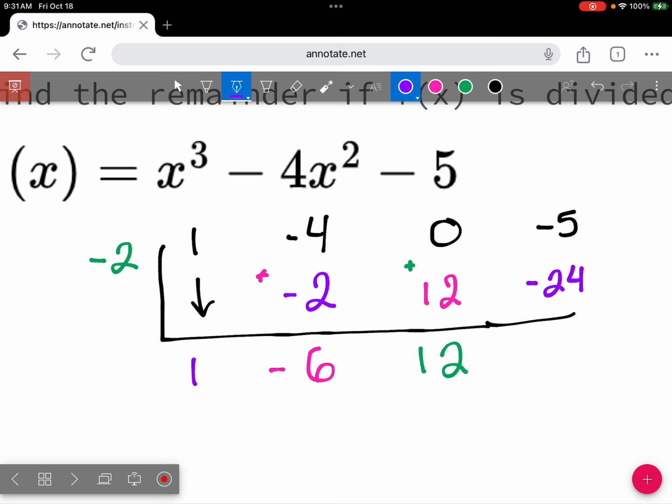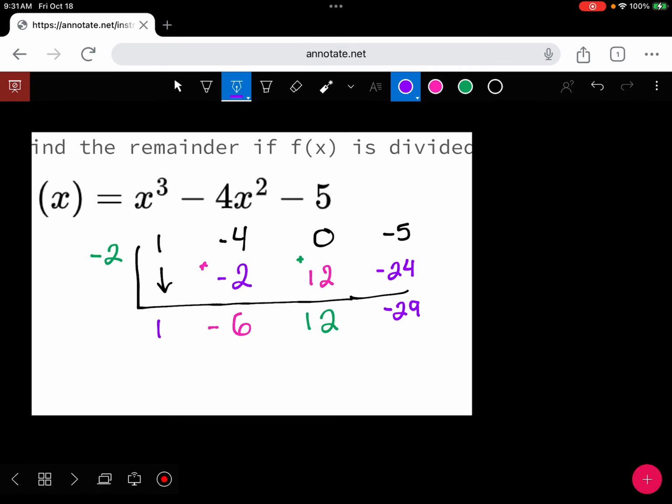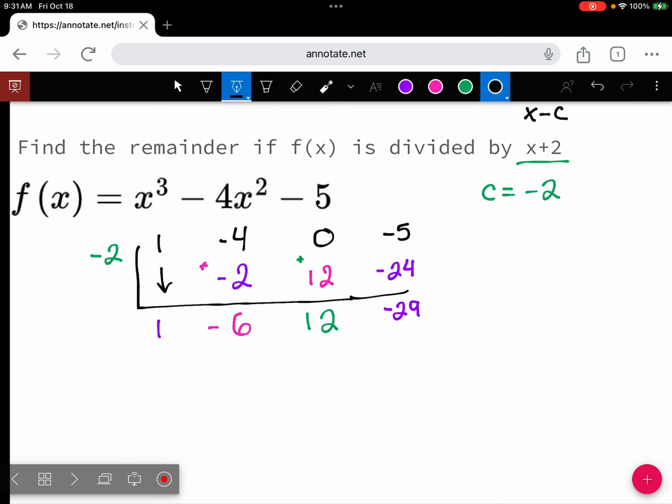What's our remainder going to be? Negative 29. So f of negative 2 equals negative 29. This last term is our remainder. So our quotient, if we divided them, because sometimes they'll ask us for the quotient, so it's good for us to mark that down too.